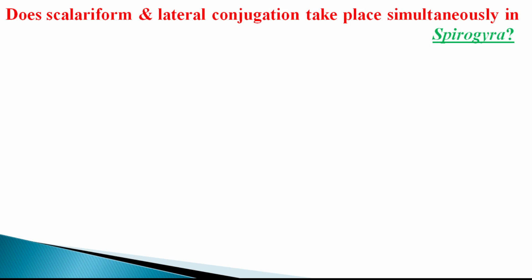Lateral conjugation is also known as monoecious conjugation, which means the filament is bisexual. In case of scalariform conjugation, the filament is unisexual. Scalariform conjugation, that is dioecious conjugation, requires two different filaments to be involved, and if they come into existence in a pair, of course scalariform conjugation has to take place.